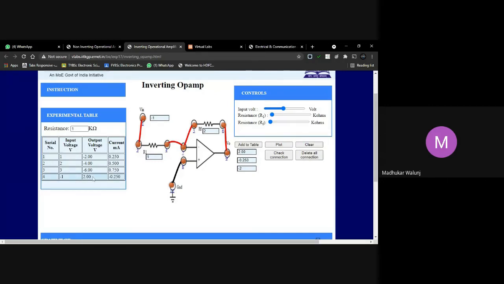Why is it so? Because the input is negative and the gain is also negative. So negative multiplied by negative becomes positive. The output voltage will be 2. If I put minus 2 volt here and add to table, it becomes plus 4, and so on. So this is an inverting amplifier.